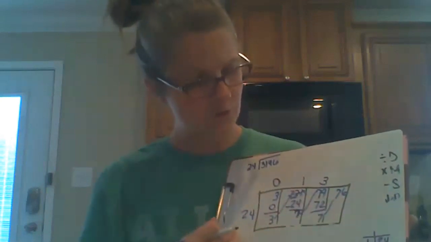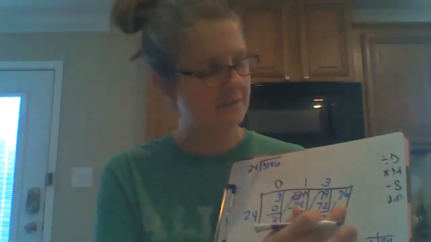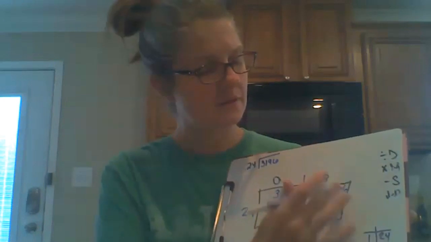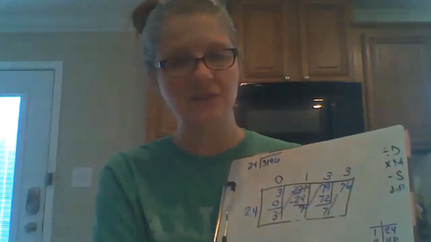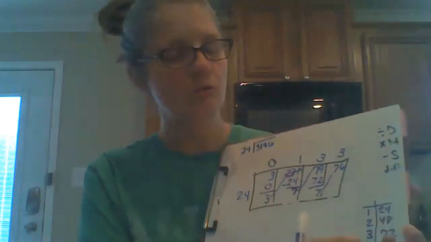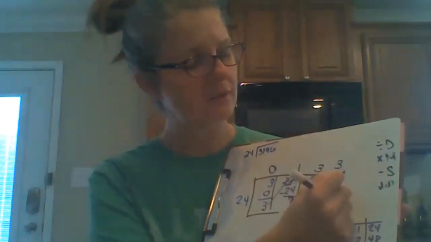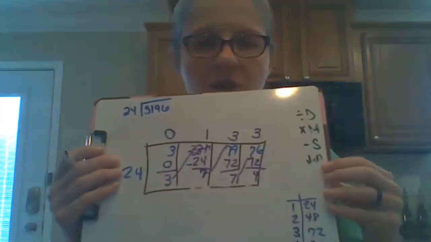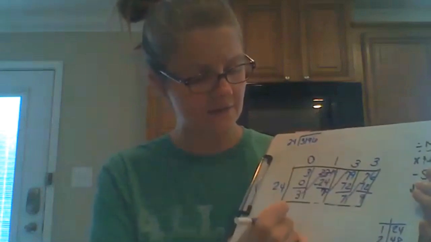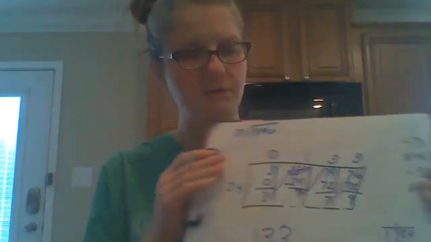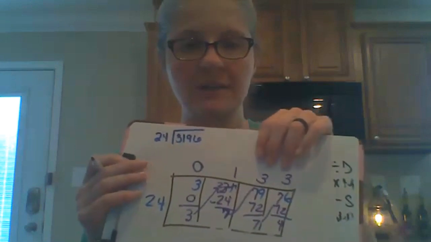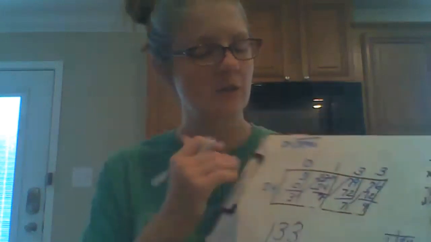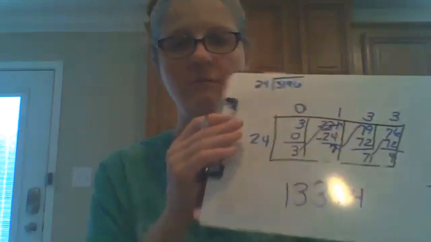Bring it over. 24 goes into 76 3 times. I can look back at my T-chart. 3 times 24 is 72. Subtract. So this 4 is my remainder. So my quotient or my answer is 133. Because remember, we have our hundreds place, our tens place, and our ones place. Remainder 4.